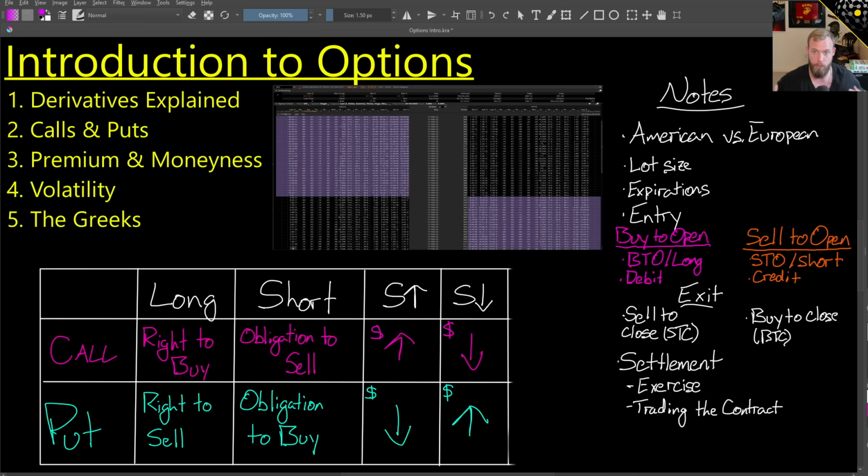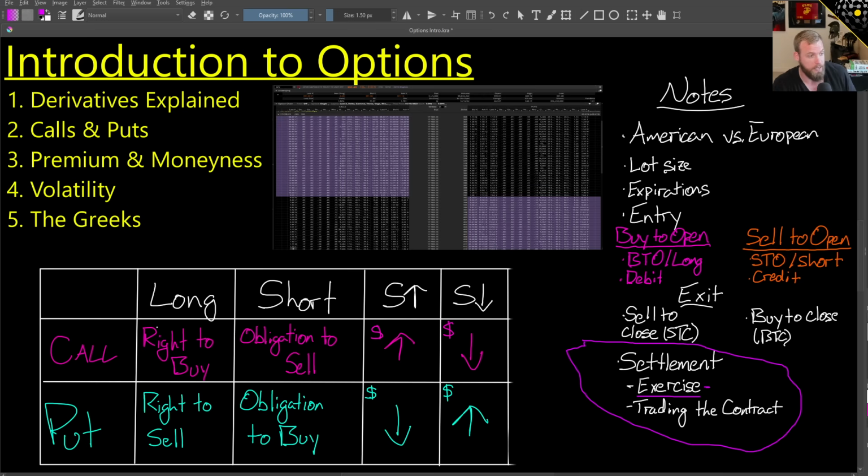All right, let's talk about a couple notes here. You're going to hear American versus European options. When we refer to those, we're talking about how those options can be exercised. And that leads me down here quickly to talk about the settlement of an options contract. The corresponding part of exercise is, if you bought an option, you have the choice to exercise. And if you've sold an option, you have an obligation to deliver on that option.